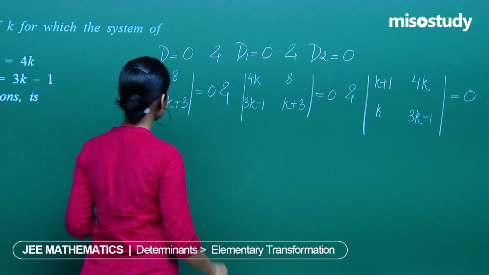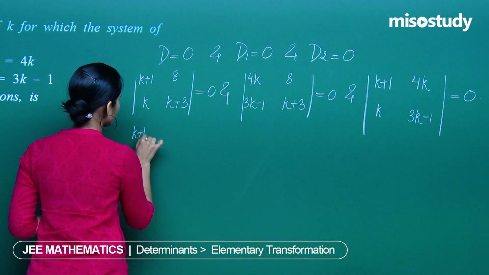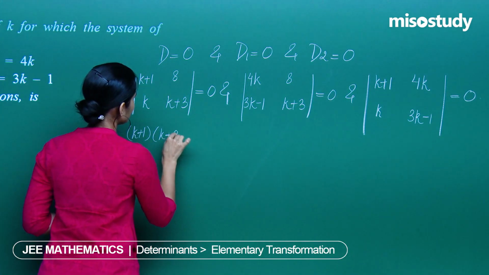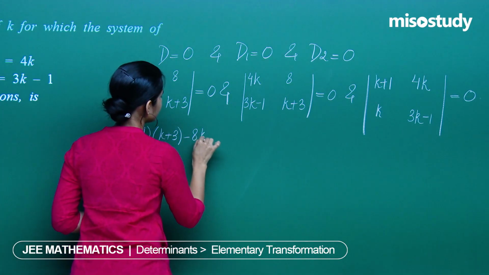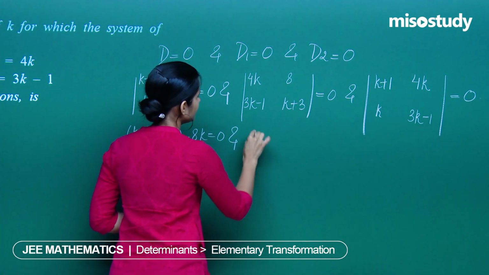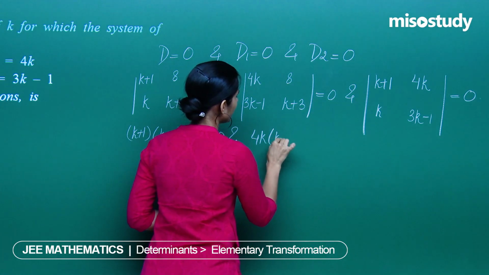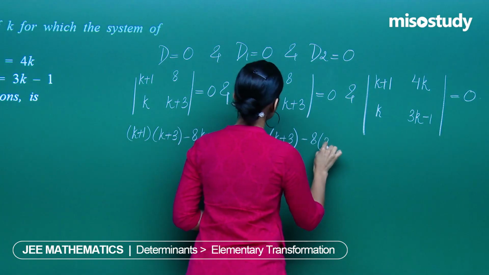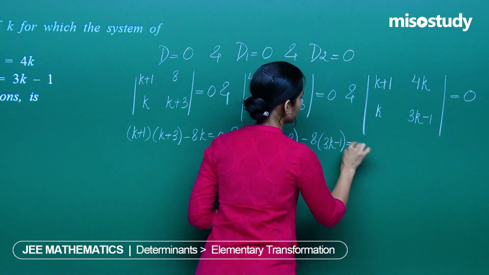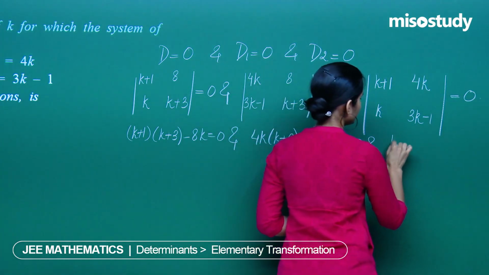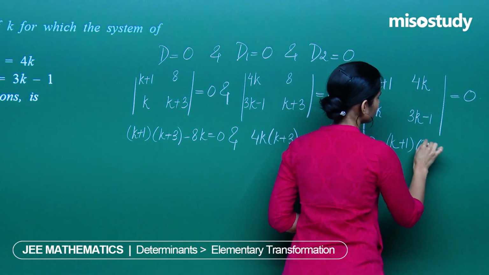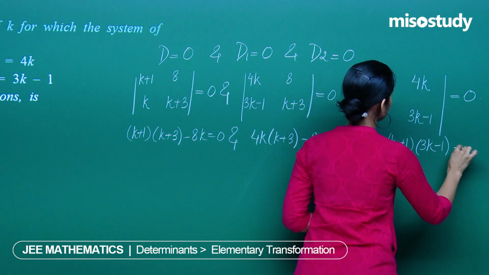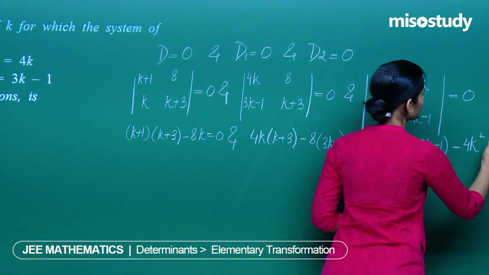Very easily you can expand this. You are going to get (k plus 1)(k plus 3) minus 8k is 0, and 4k(k plus 3) minus 8(3k minus 1) is 0, and (k plus 1)(3k minus 1) minus 4k times k is 0.